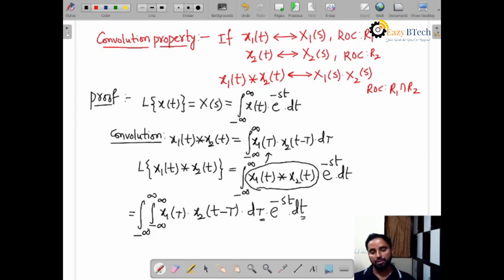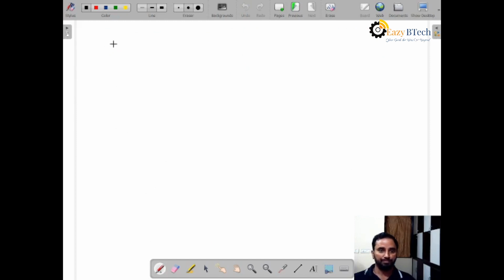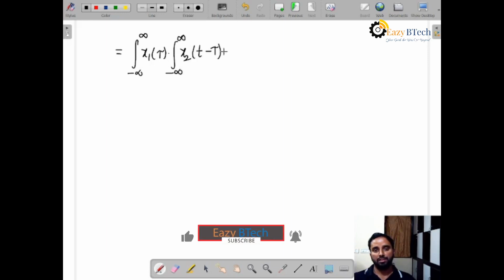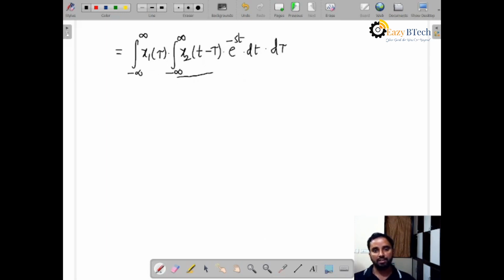So what I am going to do, I am going to arrange the terms, tau terms separately and t terms separately. So this is equal to the integral from minus infinity to plus infinity of x1 of tau into the integral from minus infinity to plus infinity of x2 of t minus tau into e to the power minus st dt d tau. If you observe here, again we have two integrations, this one with respect to t, and the outer one with respect to tau.